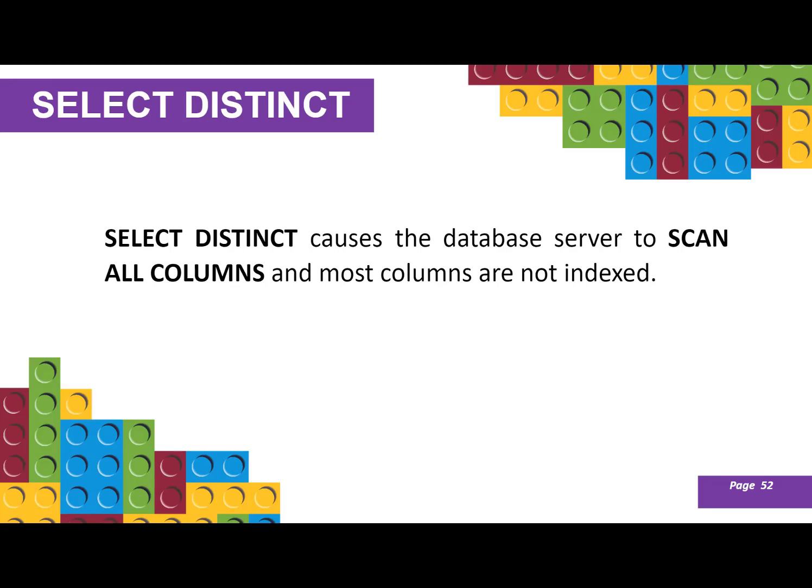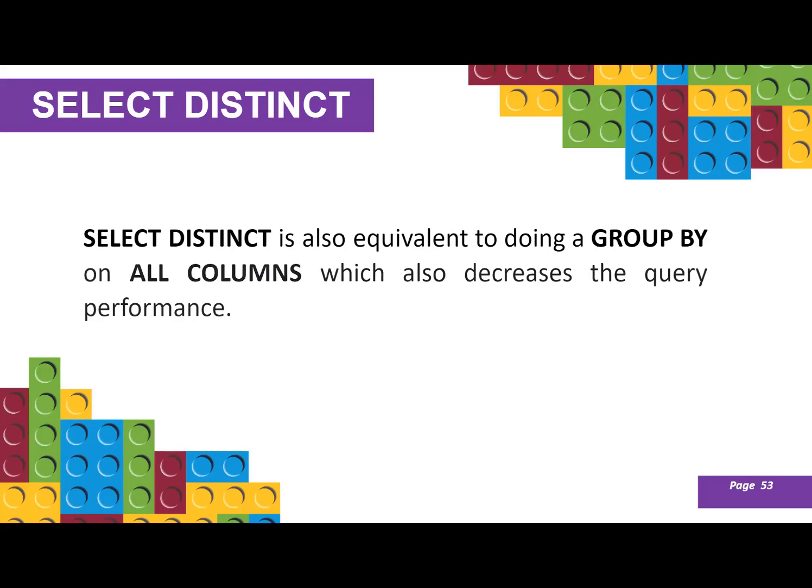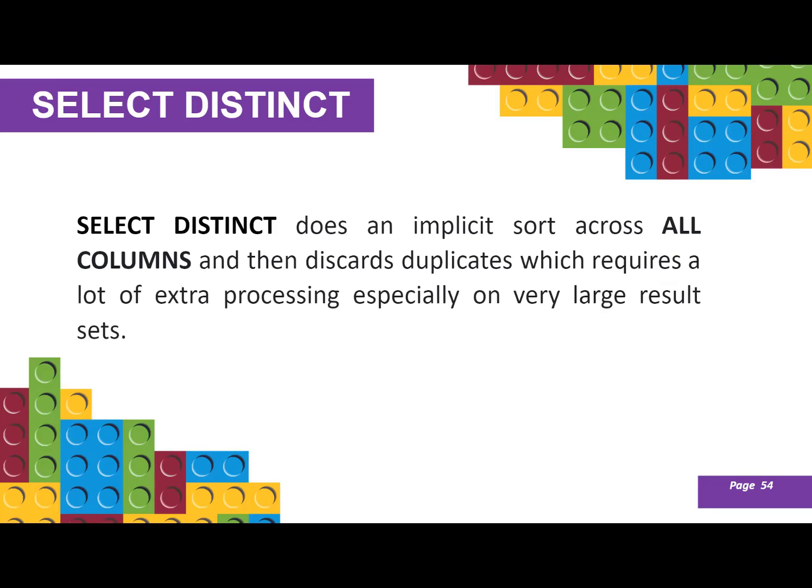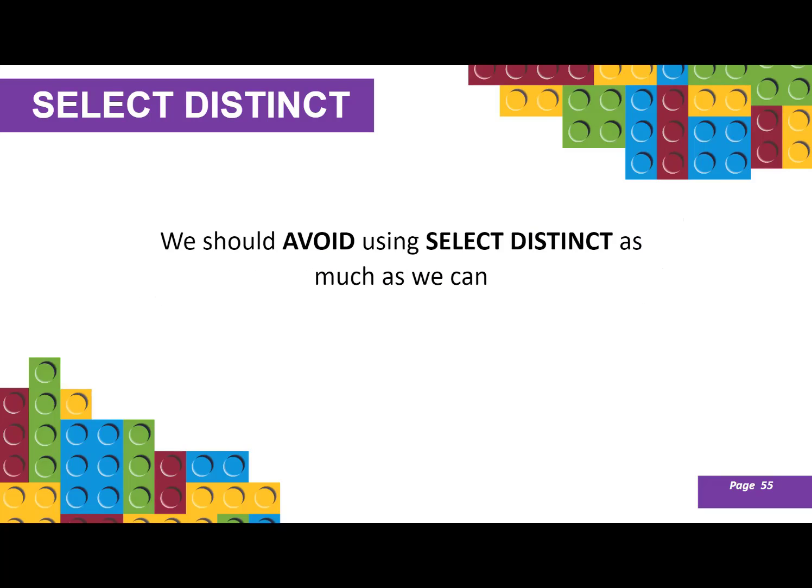Select this thing causes the database servers to scan all the columns, and most columns are not indexed. Select this thing is also equivalent to doing a group by on all columns, which also decreases the query performance. Select this thing does an implicit sort across all the columns and then discards duplicates, which requires a lot of extra processing, especially on very large result sets. So we should avoid using select this thing as much as we can.